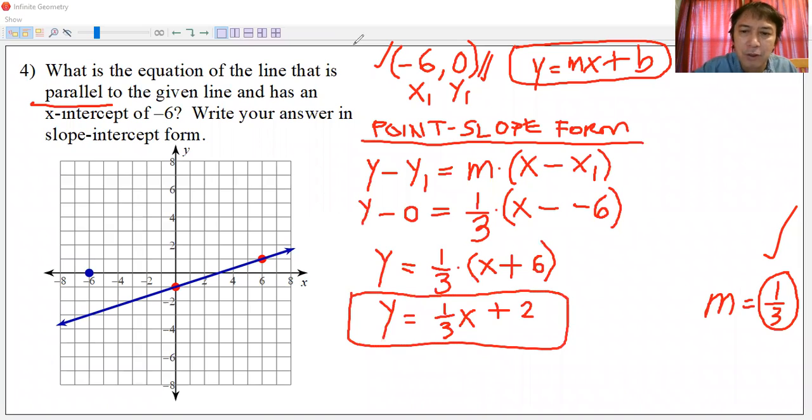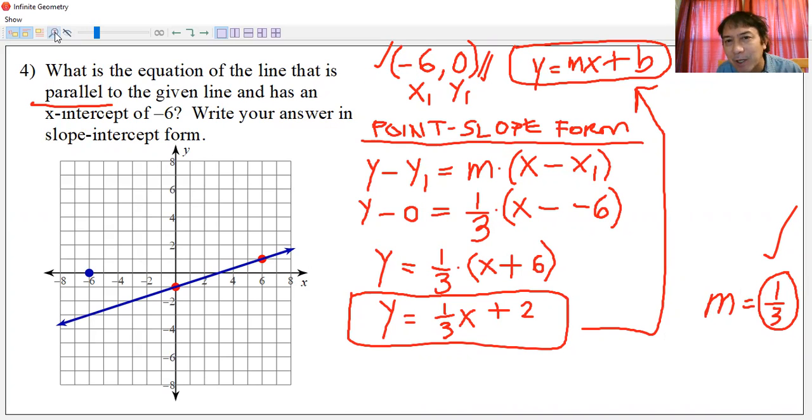And so this is the required format. This is now the slope-intercept form, which you can compare right there. And so this must be the answer. All right, let us check where the computer will display the answer. Let us verify our answer. Okay, it's right there in the negative 6, 0.